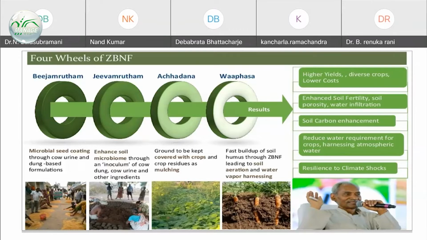Then VAPSA. By adopting these 3 things, VAPSA will be developed automatically. It is nothing but humus development, sending carbon dioxide into the soil in the form of organic carbon, and leading to soil aeration and water vapor holding capacity, water holding capacity. So the final end we get is VAPSA. By VAPSA, the plants will grow automatically.